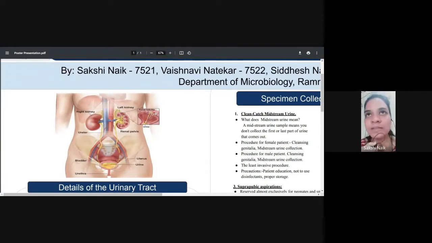Urea is basically formed when food containing proteins like poultry, meats, and certain vegetables is broken down in the body. Urea is carried in the bloodstream to the kidney, where it is removed along with water and other waste in the form of urine. So this was about the details of the urinary tract.